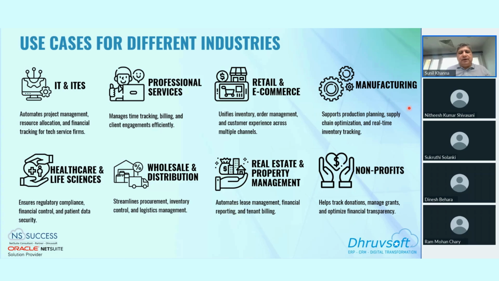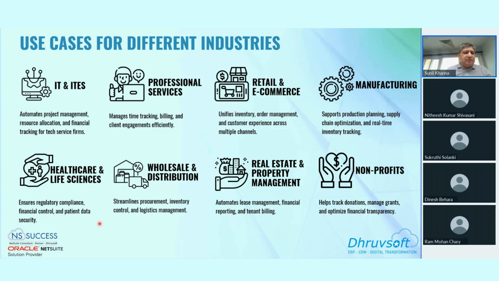The other type of companies include manufacturing companies, any type of manufacturing companies, where they want to do production planning, supply chain optimization, inventory tracking, warehouses, etc. So manufacturing is another area wherein it is used very, very commonly.